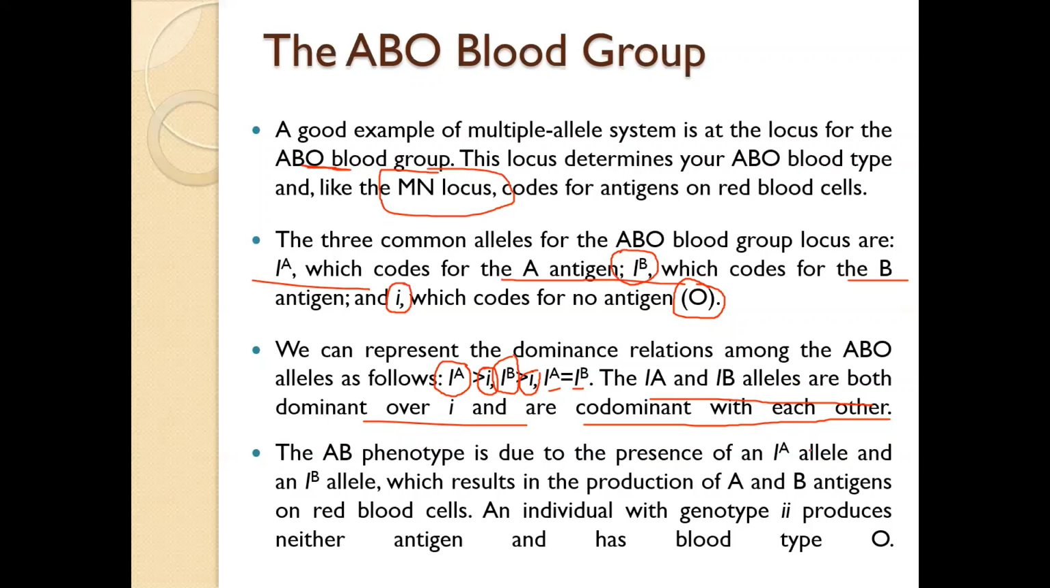They themselves have multiple types of combinations. If we consider IAi, we get the dominant and recessive characteristics. If we get IAIB, we get the co-dominant character. So the AB phenotype is due to the presence of IA and IB alleles. That is why we have four different blood group patterns, which result in the production of A and B antigens in the red blood cell. The individual with genotype ii produces neither antigen and has blood type O.